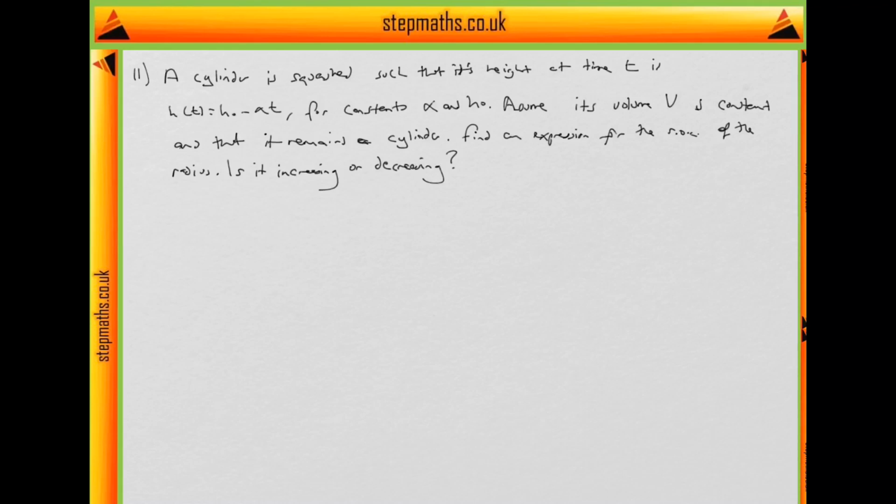or decreasing. Okay, so what we're going to do is we'll start by sketching this in. So we have our cylinder here. So just a general cylindrical object with a height that I've been told is h of t and a volume V. Okay, so we know that the height at time t is h0 minus alpha t. And we're told V is a constant throughout.